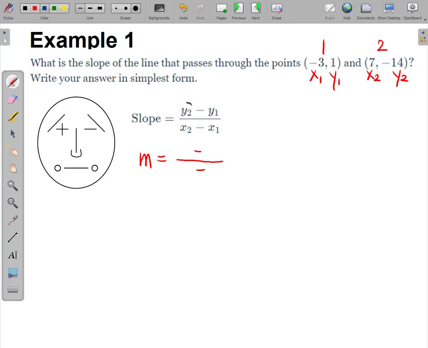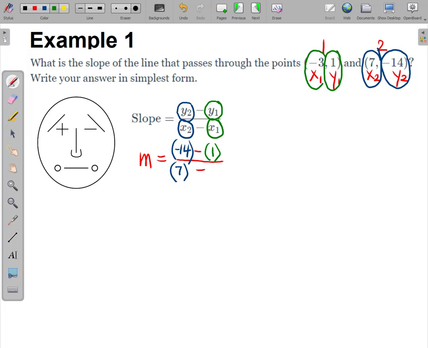I'm going to use blue for my y sub 2. So my y sub 2, as you can clearly see, is -14. So in goes -14, and I like to use parentheses when I substitute. My x sub 2 is going to be 7. After that, I'm going to switch over to green. My y sub 1 is going to be 1. And then my x sub 1, as you can see here, is -3.